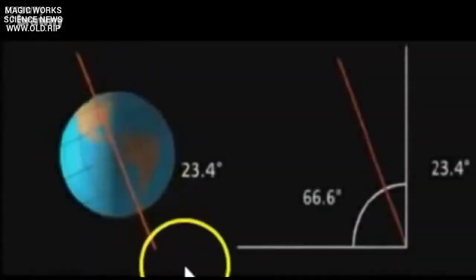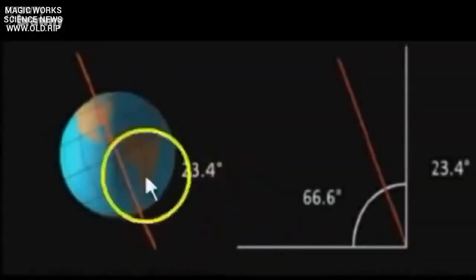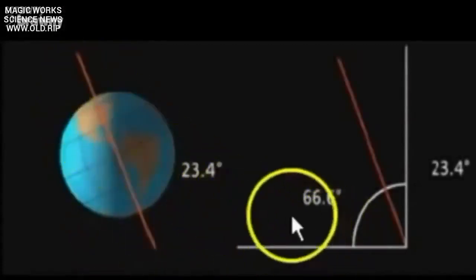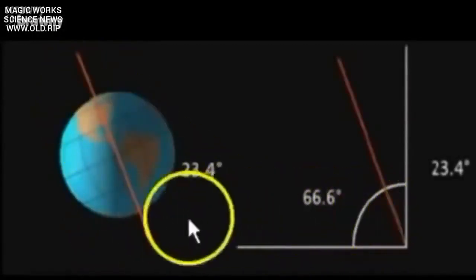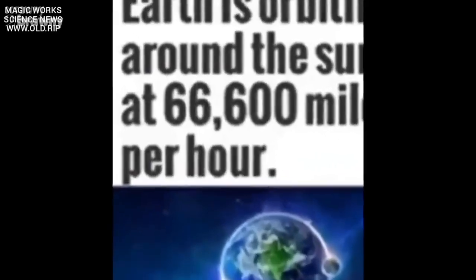The Earth is supposedly tilted 23.4 degrees on its axis. And that leaves you, of course, the occultic number, again, 66.6 degrees off. Well, Earth is supposedly orbiting around the sun at 66,600 miles an hour.